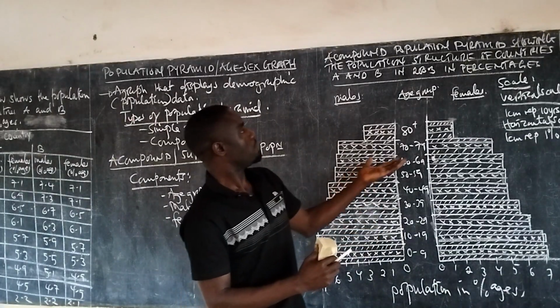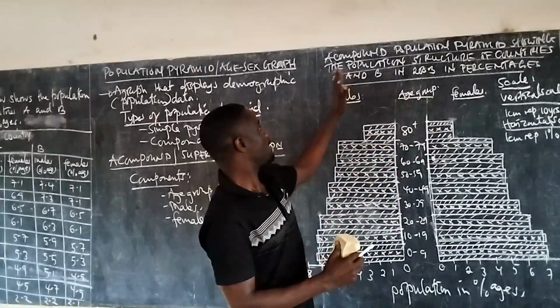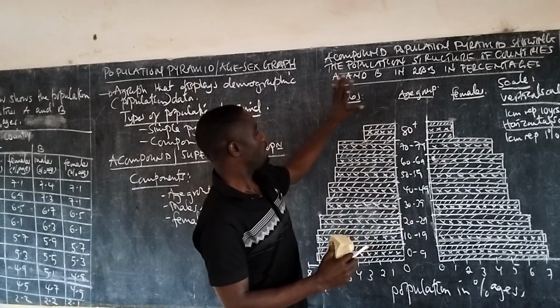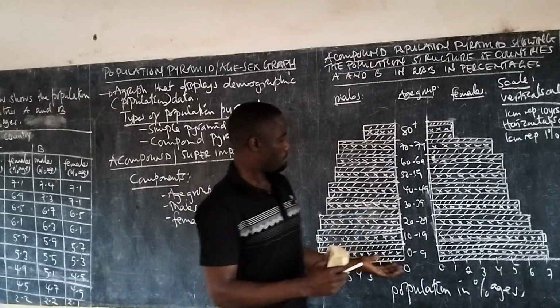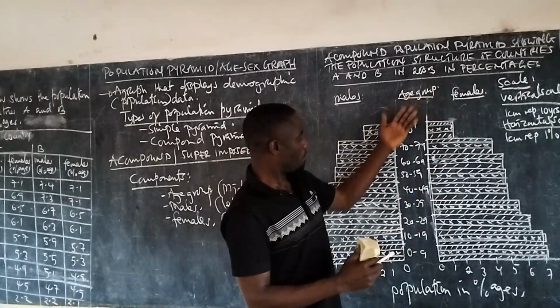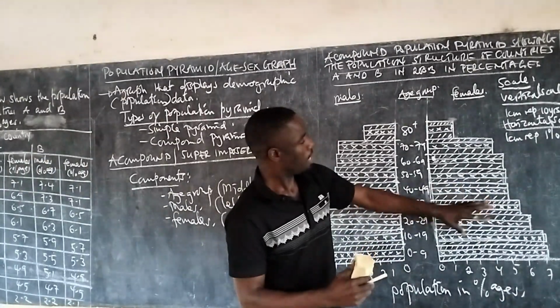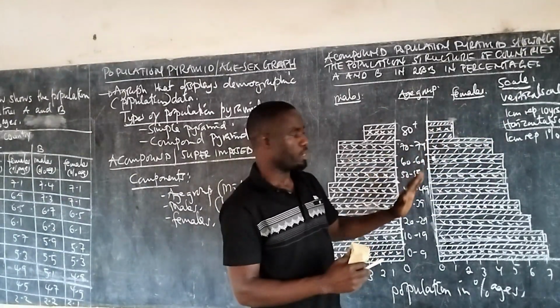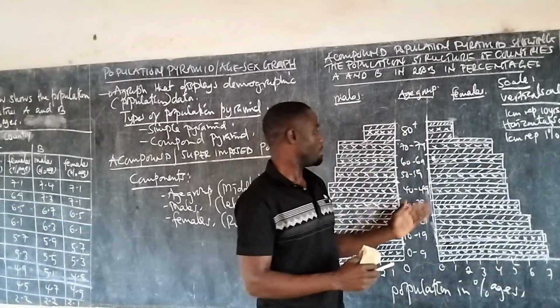So this marks the end of our study about a compound population pyramid. We said a simple one is just drawing the population of one country. It is going to remain a simple one.